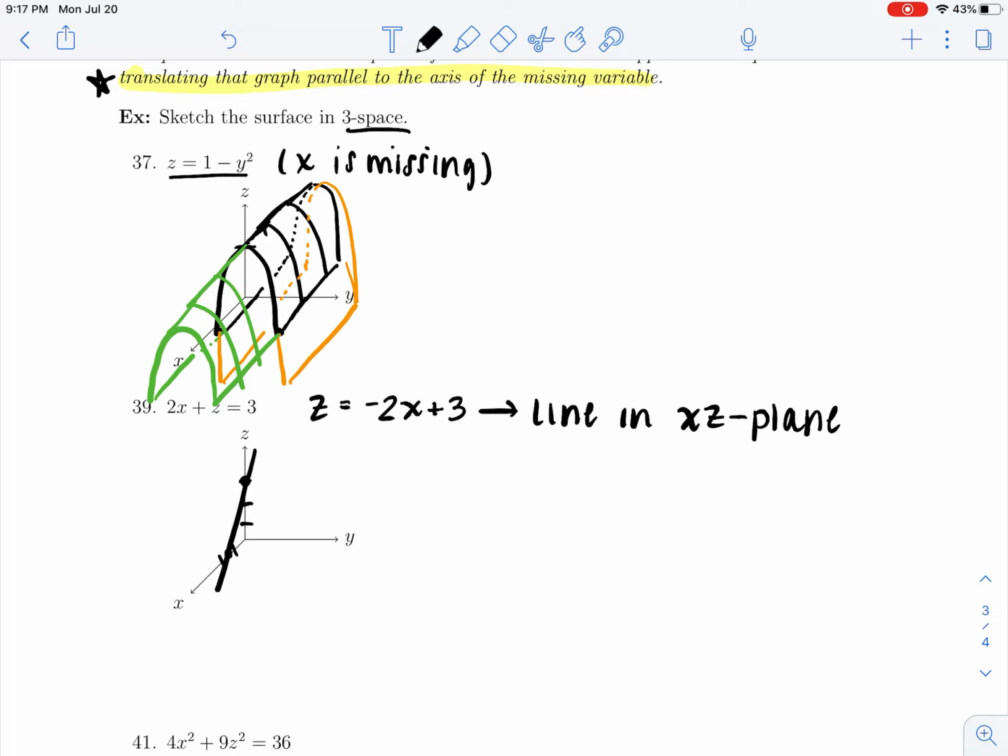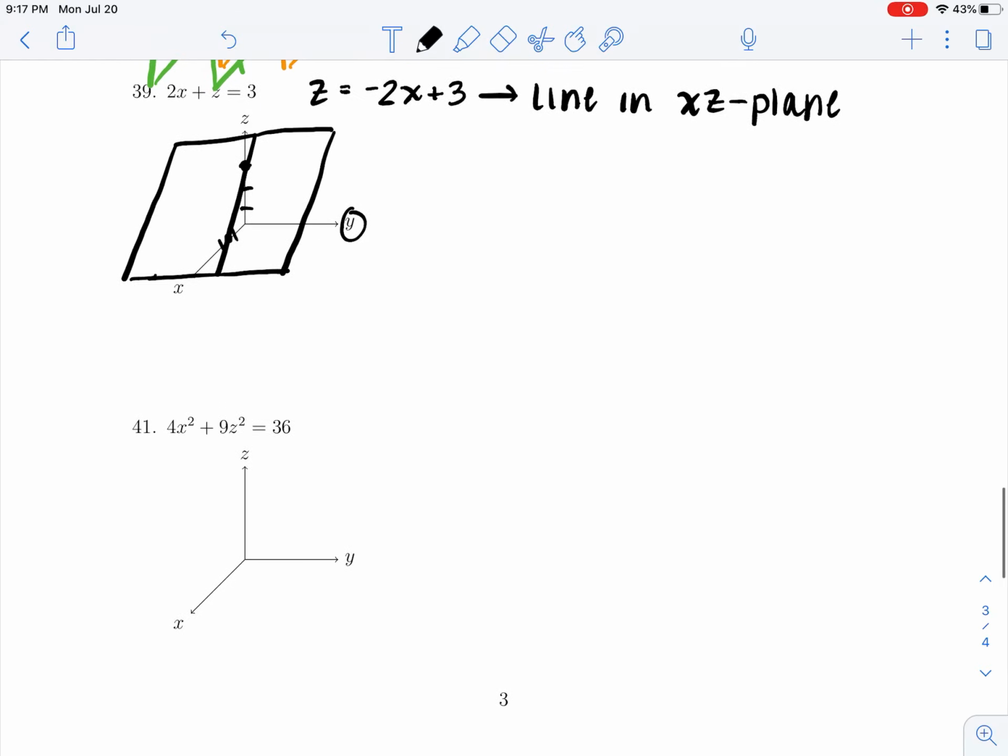And then we want to extrude along the missing variable. So the missing variable is y. So you could go in the direction of the y-axis. You could go in the negative y-axis. And then you want to take that line and, parallel to the line you had just drawn, extend it. So this is just a slanted plane here that's slicing through exactly as shown.